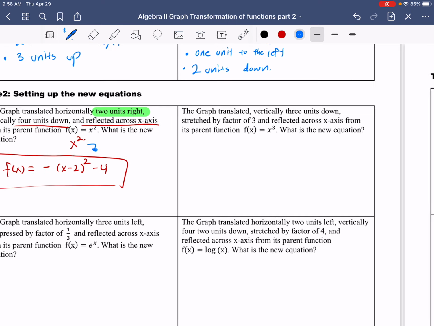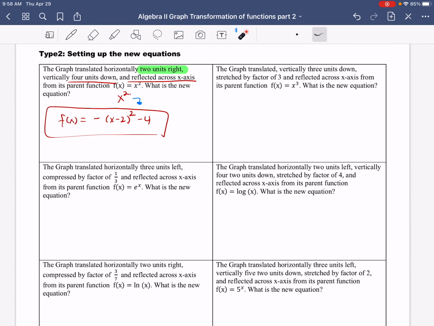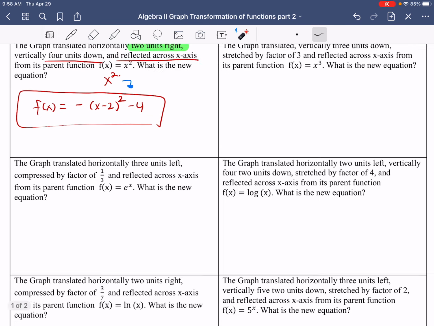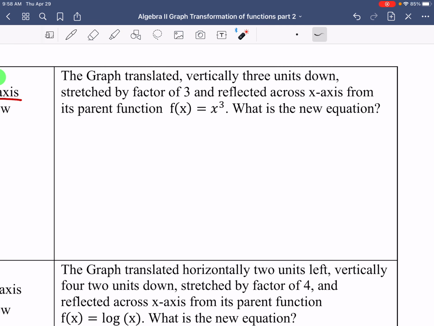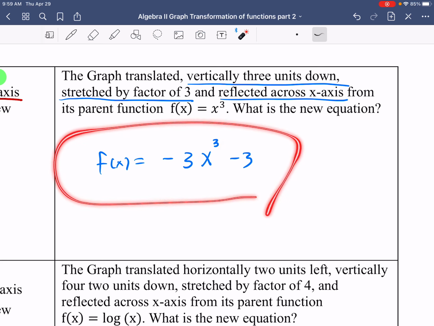Let's do one more question. Try the question on the right by yourself and see if you can do it. All right? Meanwhile, do it by yourself. Okay, so you should have what? It does not say left and right, and it says vertically 3 units down, so I'm gonna do -3, stretched by a factor of 3, and reflected, minus. The reason that I put cube is because it started from x cubed. Okay, that's what you're supposed to get.